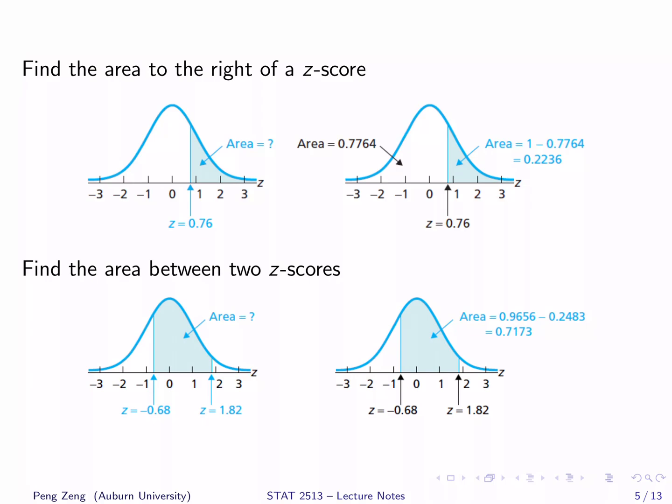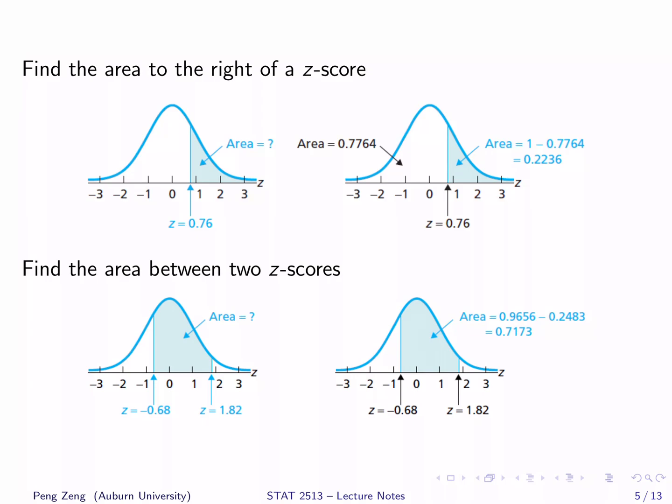What is the probability between negative 0.68 and 1.82? In order to find this probability, we need to find the probability in the table corresponding to each of the values, and then calculate their difference. Recall, we have mentioned before that the probability between two values is the difference of the corresponding cumulative probabilities. The probability in the standard normal table is exactly cumulative probability.